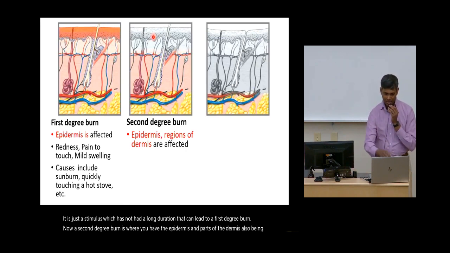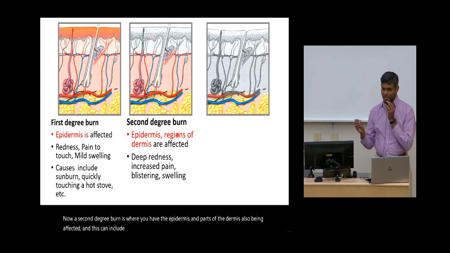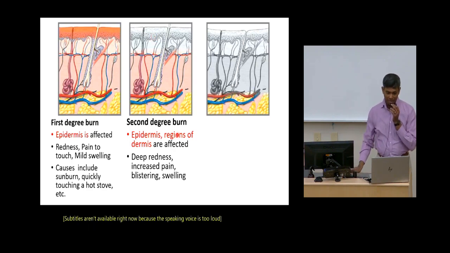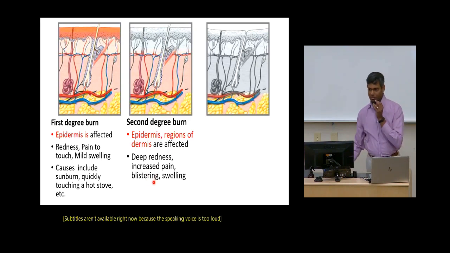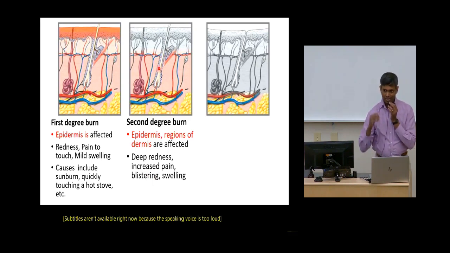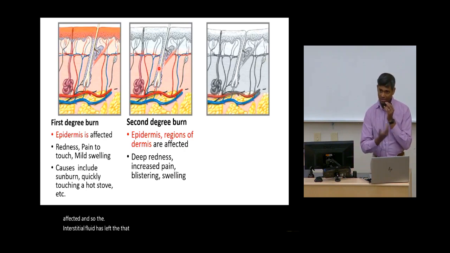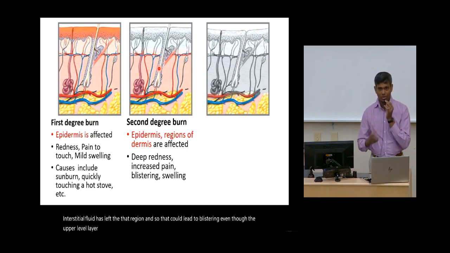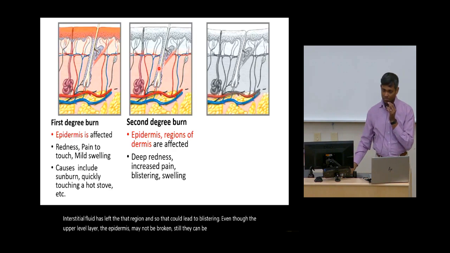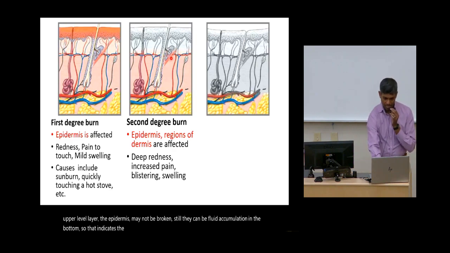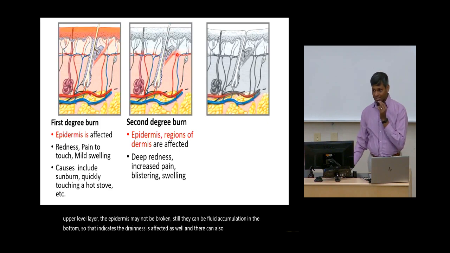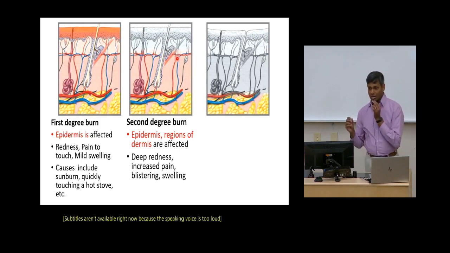Now a second degree burn is where you have the epidermis and parts of the dermis also being affected, and this can include manifestations such as a deep redness. There will be greater pain. There can also be blistering. And the reason for blisters is that the integrity of the dermis is affected, and so the interstitial fluid has left that region, and that could lead to blistering. Even though the upper layer, the epidermis, may not be broken, there can still be fluid accumulation at the bottom, so that indicates the dermis is affected as well. And there can also be bleeding, because the dermis is where you have the blood vessels.